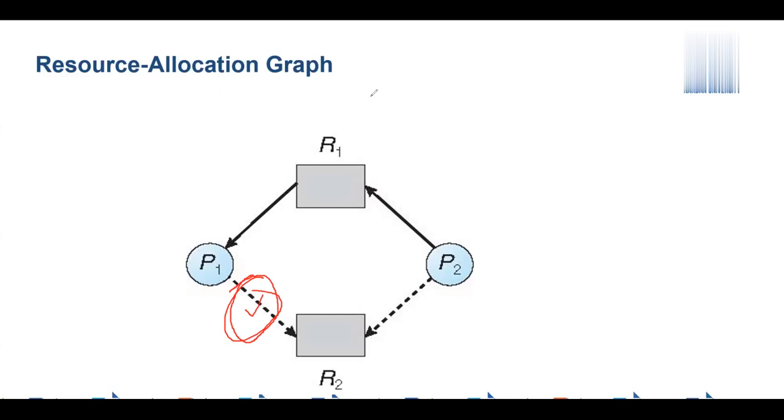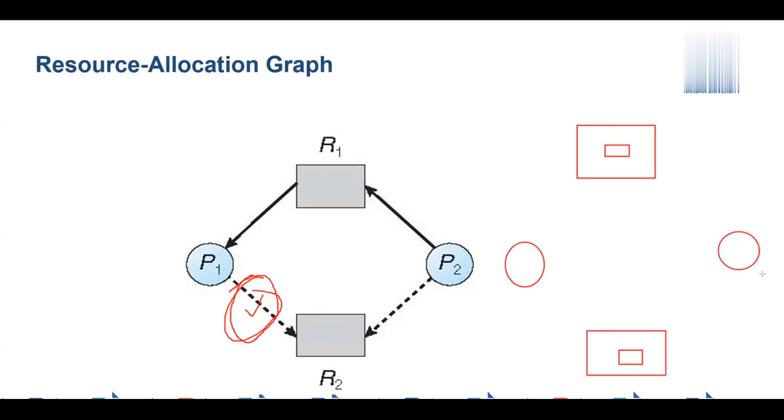Let's try to understand how this claim edge will be used. For example, I have R1 and R2, both single instance resources. I have two processes, P1 and P2. So P1 arrived. P1 must claim that it will need R1. Remember, they will claim, they will not request to the system. As I told you before, every process must declare its maximum need before execution.